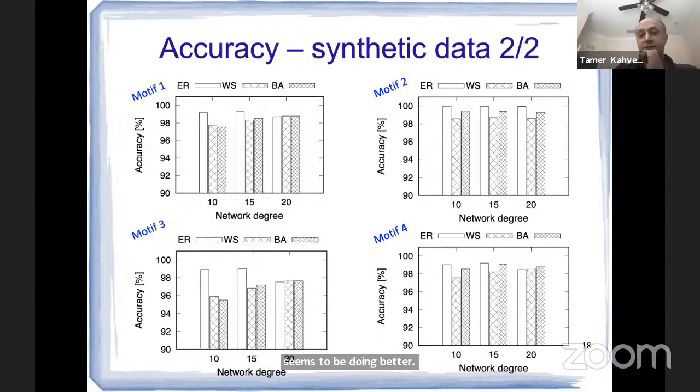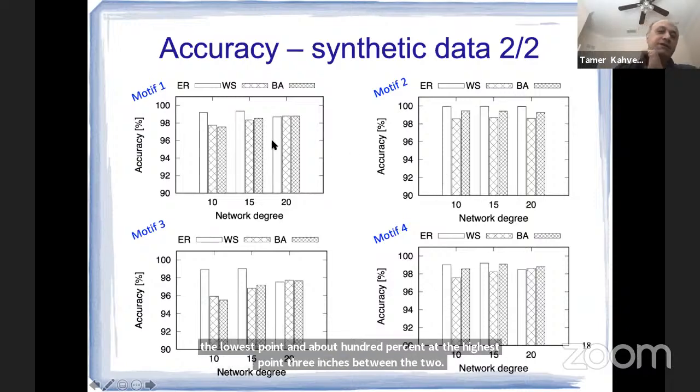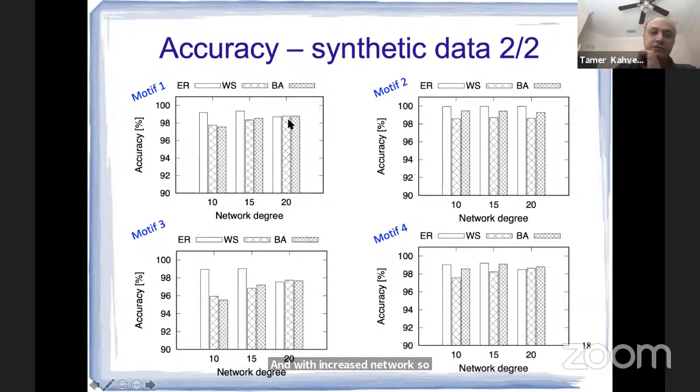These are the accuracy results for different network densities, average degree 10, 15, and 20, the average number of edges per node. Again, the accuracies are very high. So it's about 96% at the lowest point and about 100% at the highest point. It ranges between the two. And with increased network density, our accuracy seems to be getting better, especially for the Barabási-Albert and Watts-Strogatz methods.